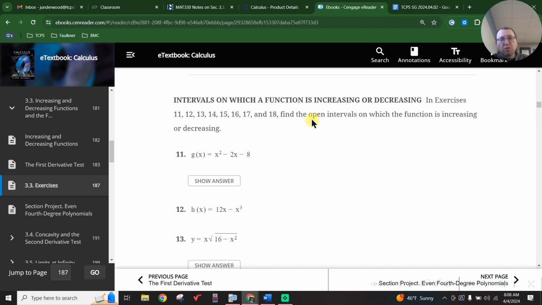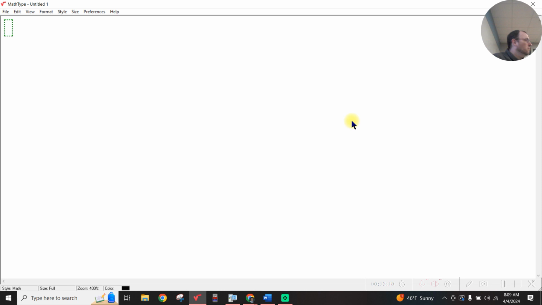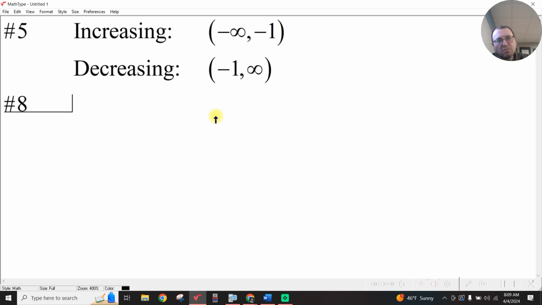Away we go. Let's do number 12 from the homework part of this. Whoopsie. Uh-oh. I forgot to put that in the notes. Does anybody happen to have what 5 and 8's answers were? I think it's 5 and 8. Alright, hold on. Sorry, one second. I messed up.